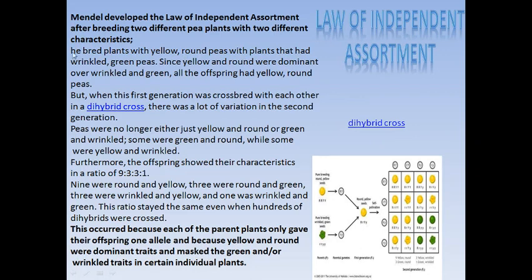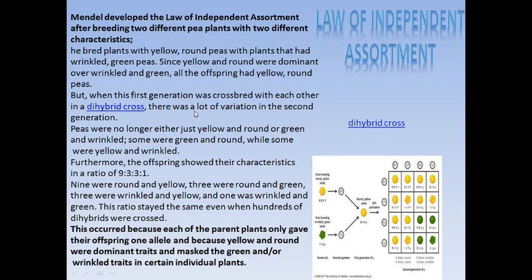Means in this experiment he bred plants with yellow and round peas with plants that had wrinkled and green peas. And since yellow and round were dominant over wrinkled and green, all the offsprings had yellow and round peas.